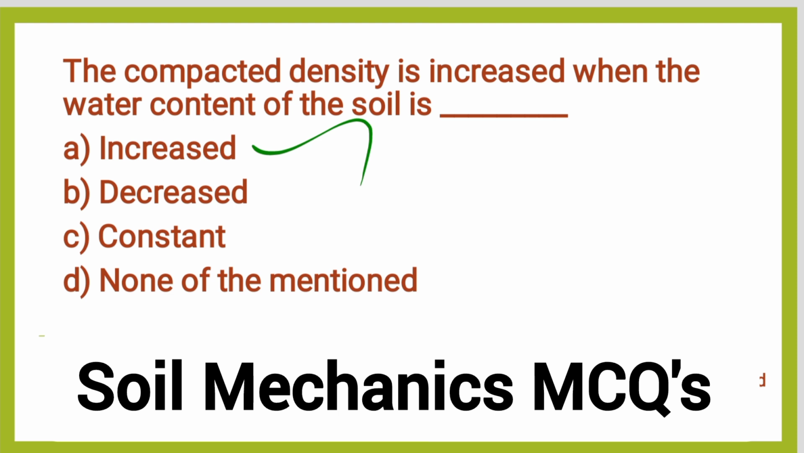So we use the standard Proctor compaction test to find out the optimum moisture content. Up to the optimum moisture content, as the water content is increased, the density also increases. Okay, after the optimum moisture content, the density will decrease.